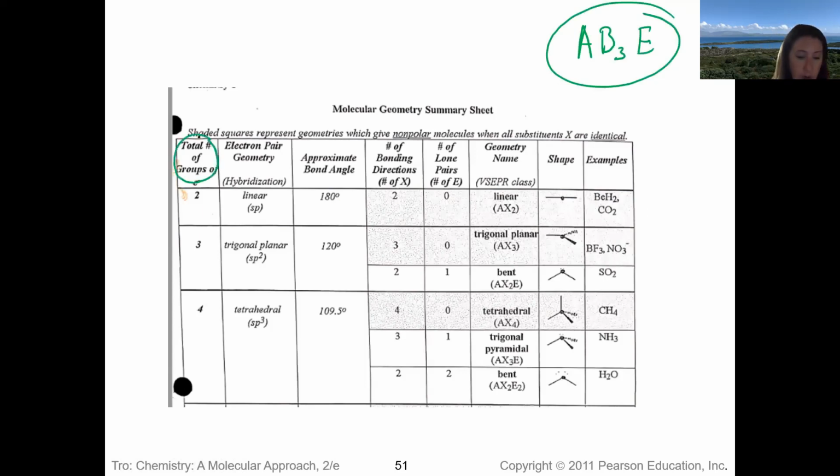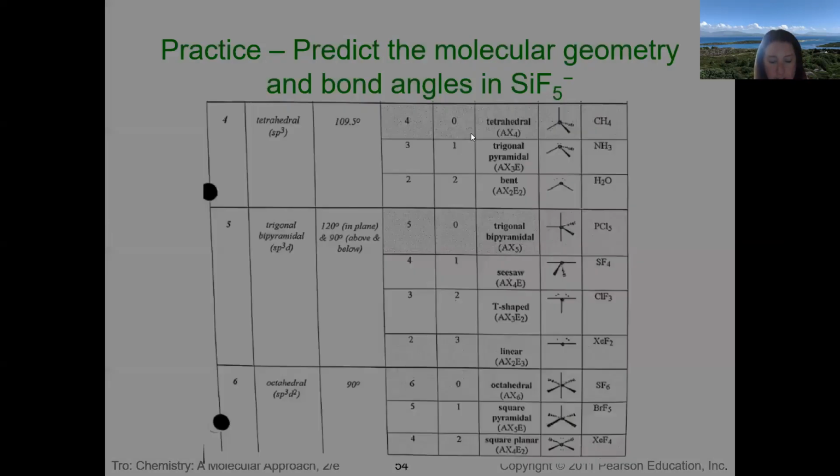So we go over here, total number of electron groups, there's 4. There's 4 total things around it. And then we look for, here's our B's. Again, I call them X's here, but these are B's and these are E's. So we look for 3 B's and 1 E. 3, 1. The shape is trigonal pyramidal, right? The shape is trigonal pyramidal. And the bond angles, because there's a lone pair, would just be less than 109.5. Okay, so that's how we use this little sheet.